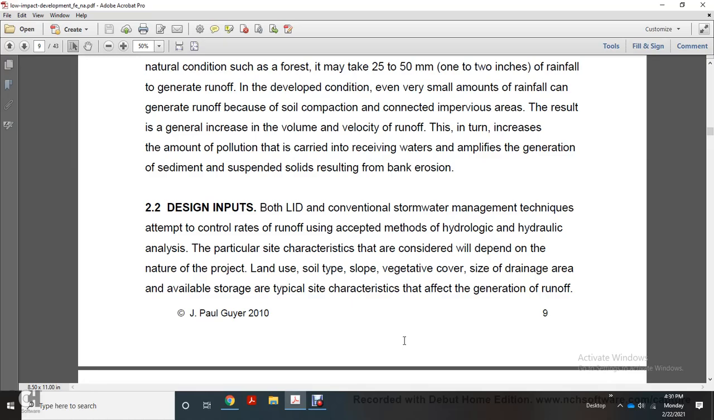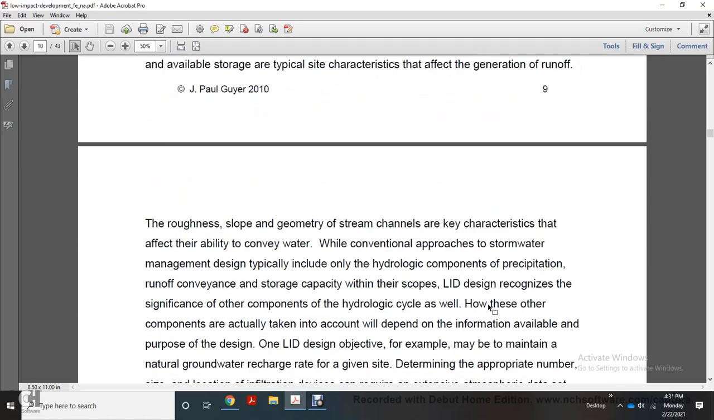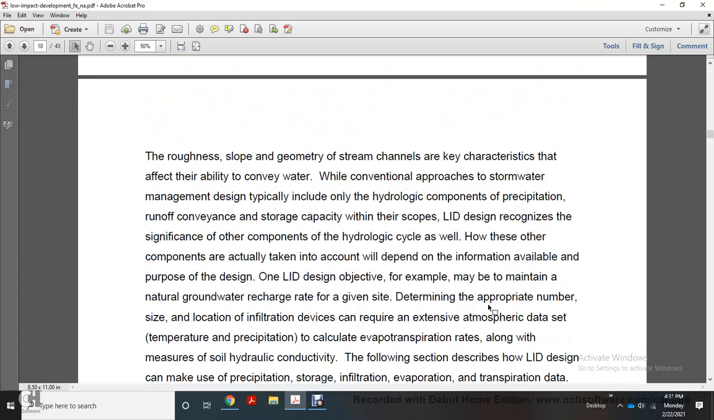Design inputs: both low-impact development and conventional stormwater management techniques attempt to control the rates of runoff, accepting the method of hydraulic analysis. Particular site characteristics will depend on the nature of the project, land use, soil type, the slope, the vegetative cover, the size of the drainage area, or the average of the available storage. Typical site characteristics affect the generation of runoff: the roughness, the slope and geometry of stream channels, and decay characteristics that affect the ability of the grade.